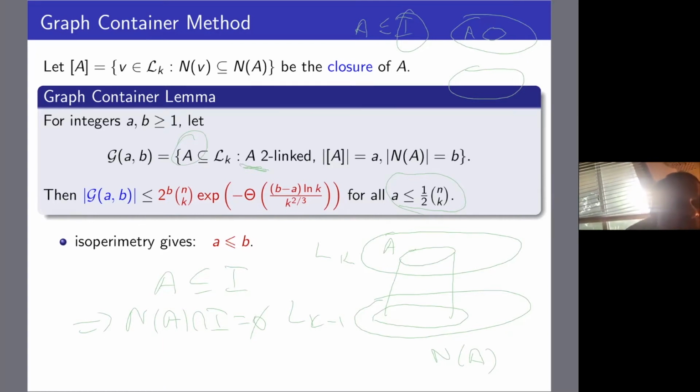Does it help a little bit? Yeah, okay, so these are just the choices of A. Okay, good.